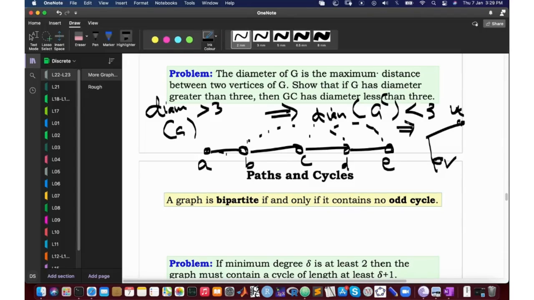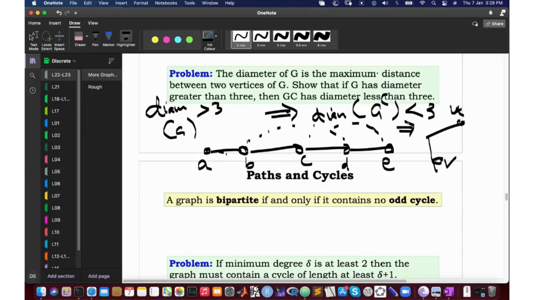So I guess we can say that the two vertices which have the maximum distance between them, when we take their complement, they would be adjacent. Yeah, okay. A and E are adjacent. Then what? Then that reduces the length by 1. They will have a path of length 1.